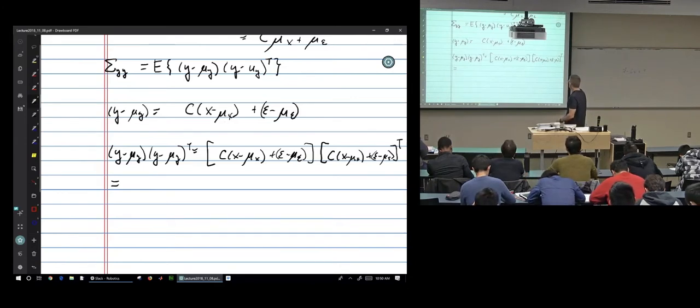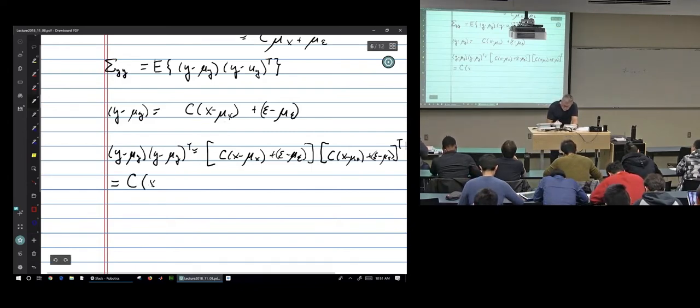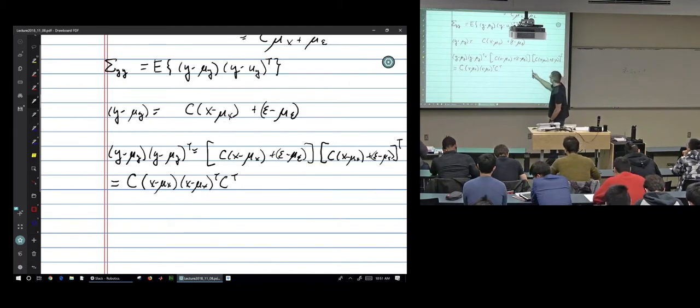Okay, so what do we get when we multiply these two things out? This transpose gives us x minus mu x transpose c transpose. So that multiplies this. Let's see if we can just agree that this is c times x minus mu x times x minus mu x transpose c transpose. That's the first term. Let's go ahead and throw in these two terms and then we'll do the cross terms. How about that?